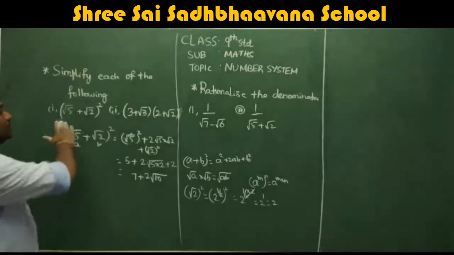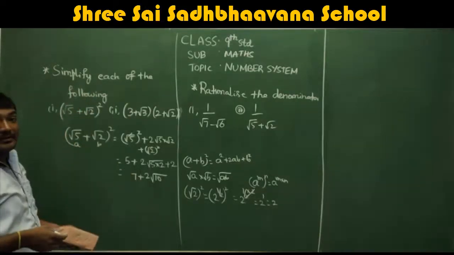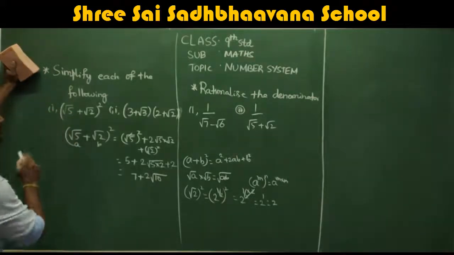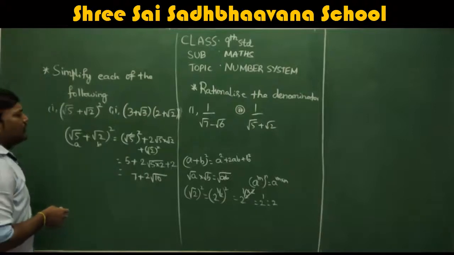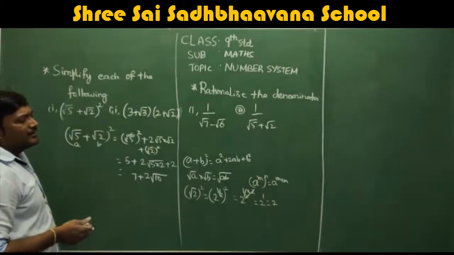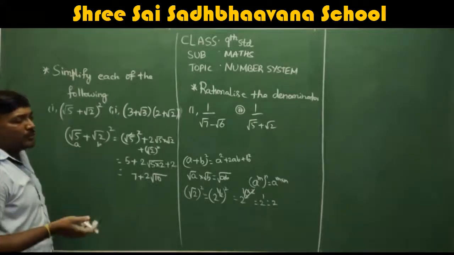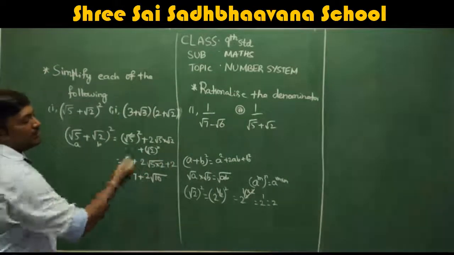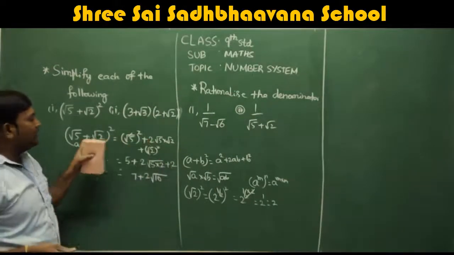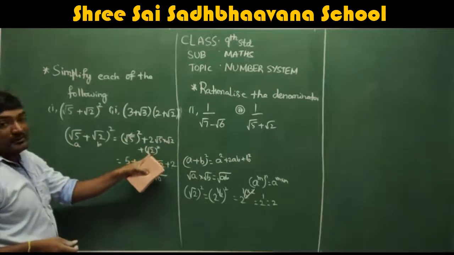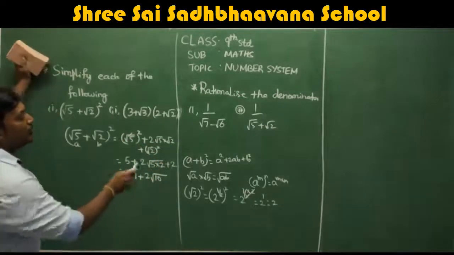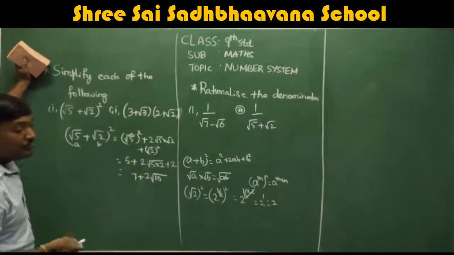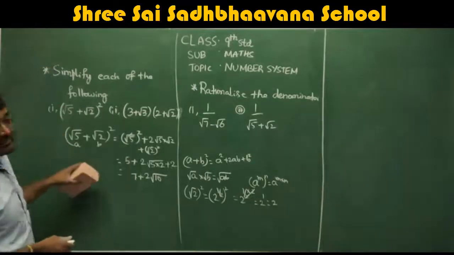So remember, if you square an irrational number, you can get an irrational number. This is an irrational number. I'll just explain once again what we have taken. The sum is root 5 plus root 2 whole square, which is in the form of a plus b whole square, which is a square plus 2ab plus b square. This is a and this is b, so 2 into a into b plus b square. So root 5 whole square is 5, root 5 into root 2 is root 10, and root 2 whole square is 2. So 7 plus 2 root 10 will be the answer for this sum.